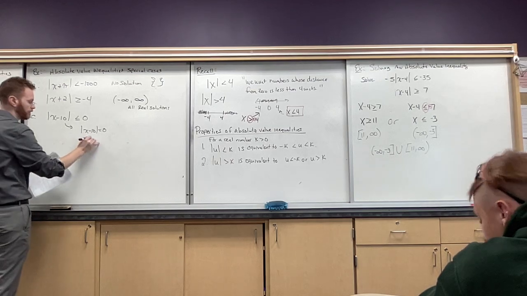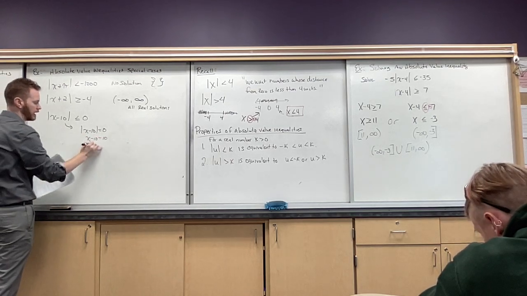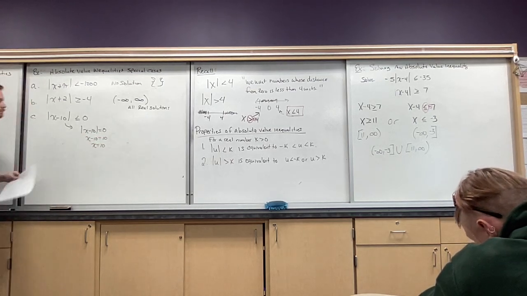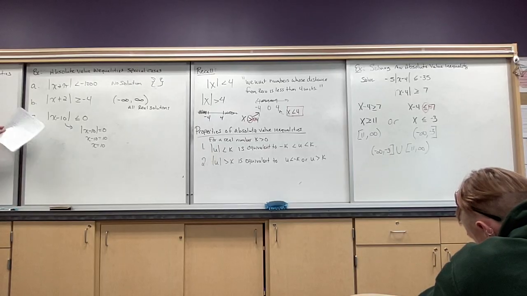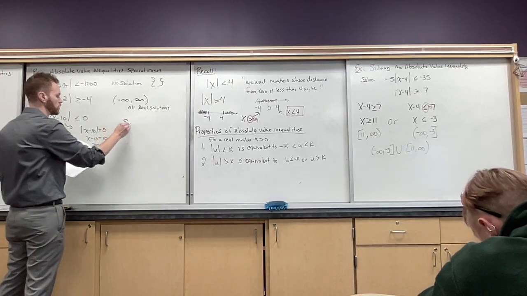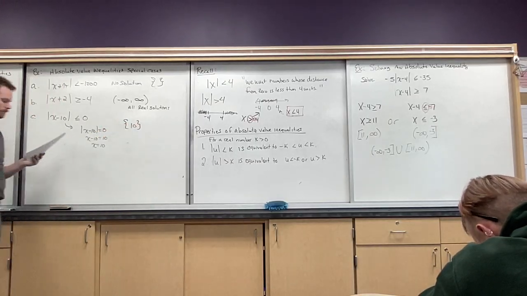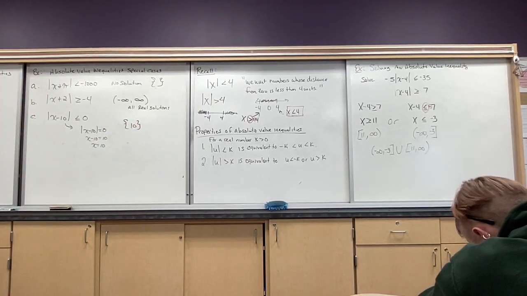So solving it, I get x to be 10, okay? And if you plug it back in, it works, right? 10 minus 10 is 0. Absolute value 0 is equal to 0. So this only has one solution. Okay, so that's your solution set. All right, last one.